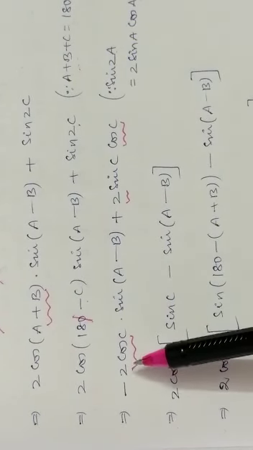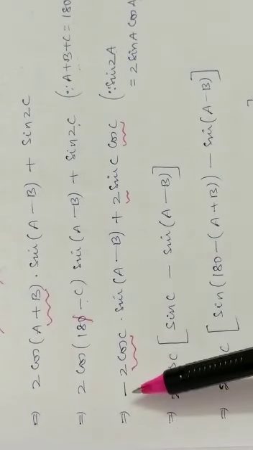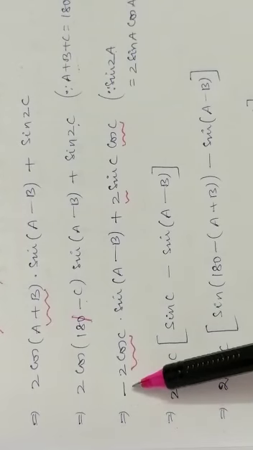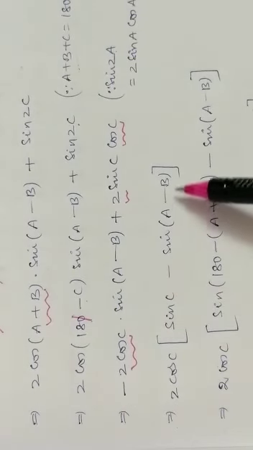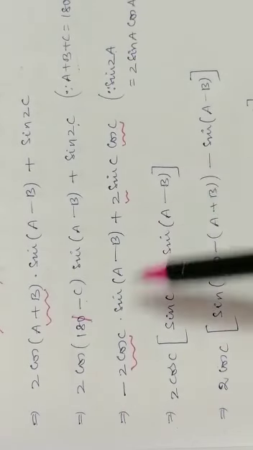Next, 2 cos c common. Here you are left with minus sin(a minus b). Minus sin(a minus b). As I said, you have to use the hypothesis which is given two times. Now the second time, I am using it.